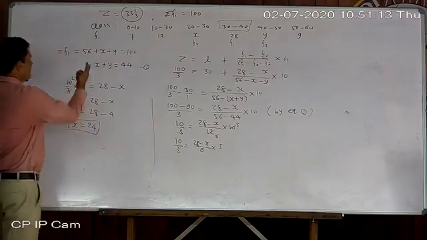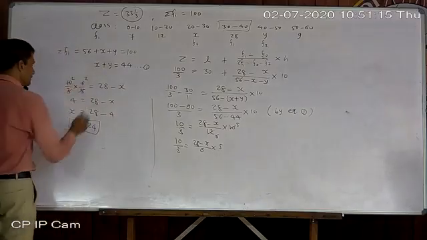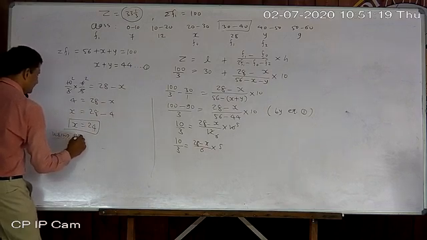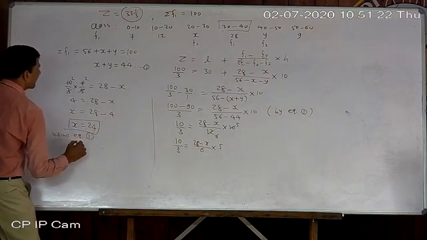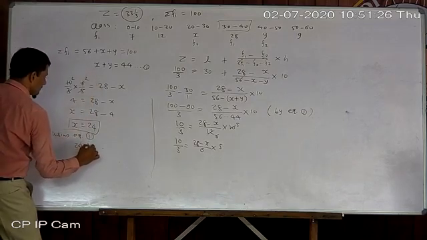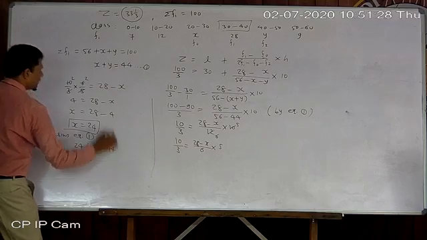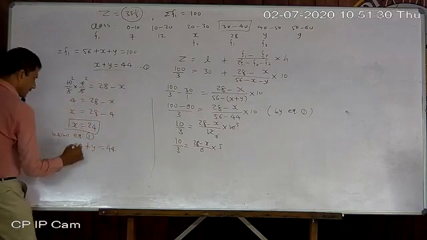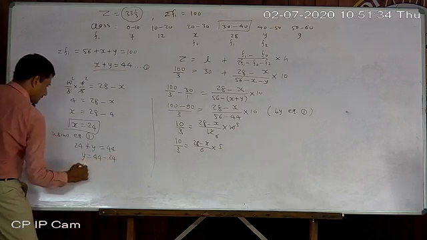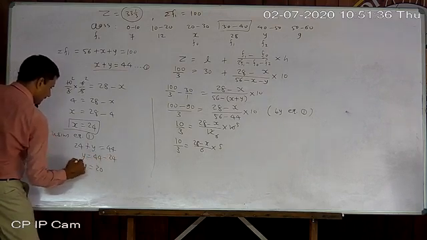Now you know, after finding one frequency, finding the second one is very easy. Just use equation number 1. So now using equation 1, x plus y equal to 44. But x is 24, so 24 plus y equal to 44. I just use this one. So y equal to 44 minus 24, so y equal to 20.